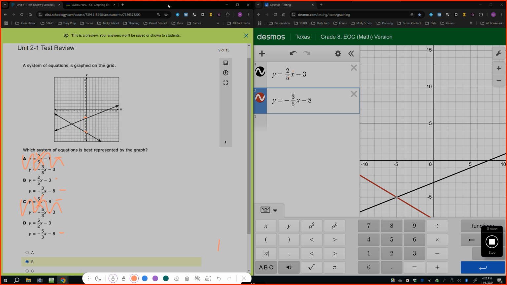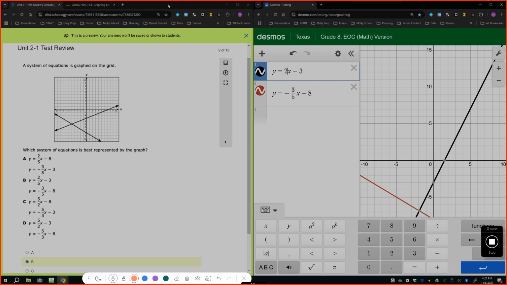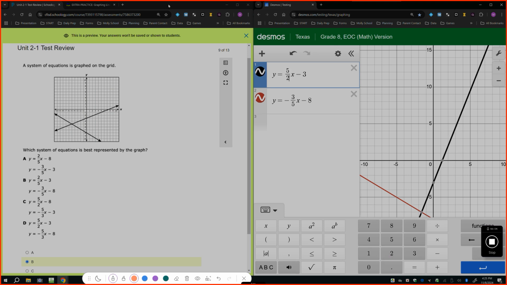And this looks good. Okay, let me stop talking. I'm going to try the last one. So that one is, instead of 2/5, it's 5/2 x. And instead of -3/5, it's -5/3. Yeah, that graph doesn't look like that graph.